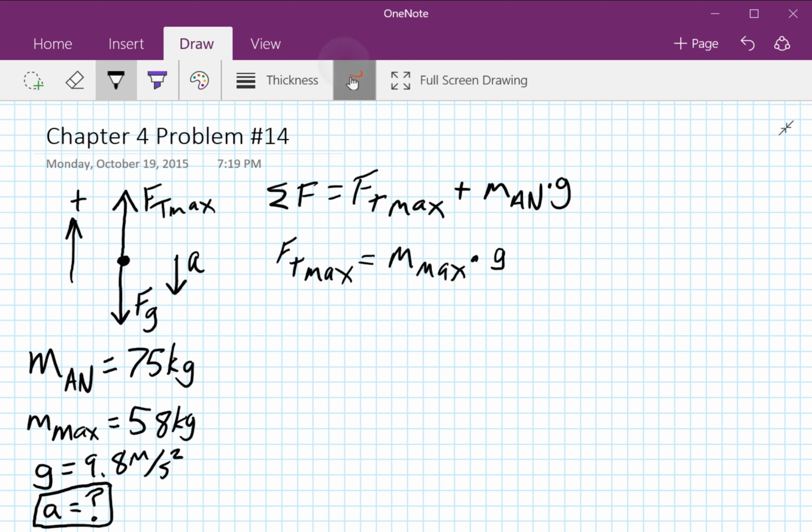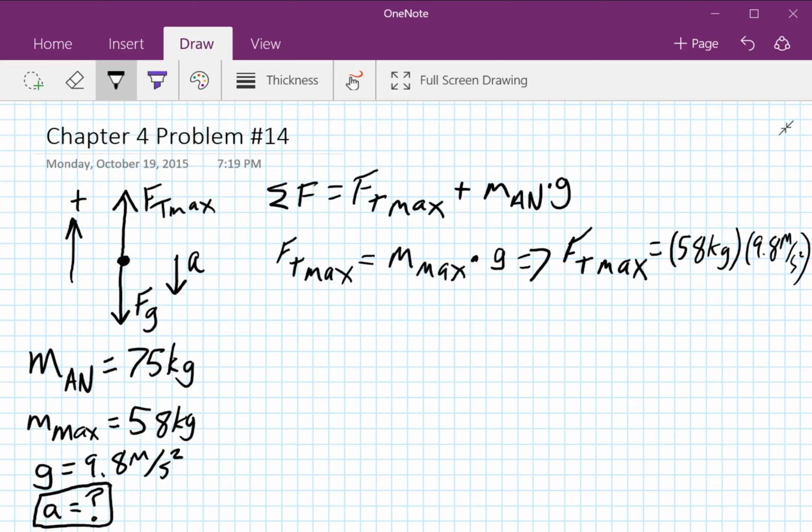Now we can go ahead and have the maximum mass was 58 kilograms times the 9.8 meters per second squared. So you get the maximum force of tension to equal 568.4 newtons. We don't round the number because it's not actually the number we're looking for.